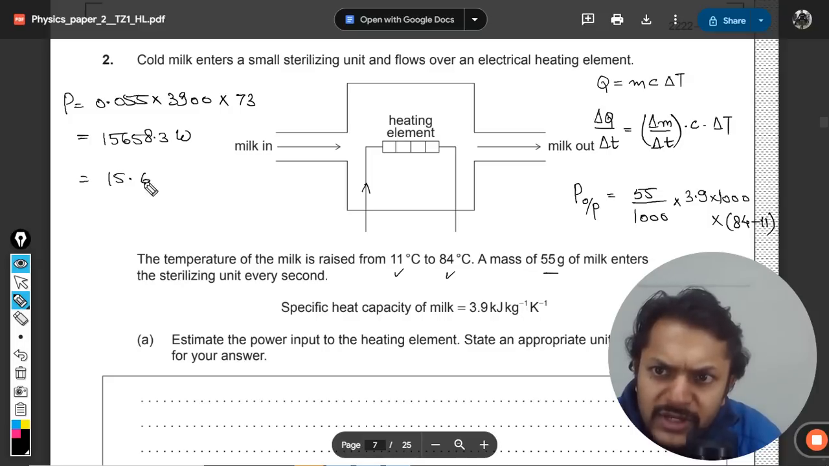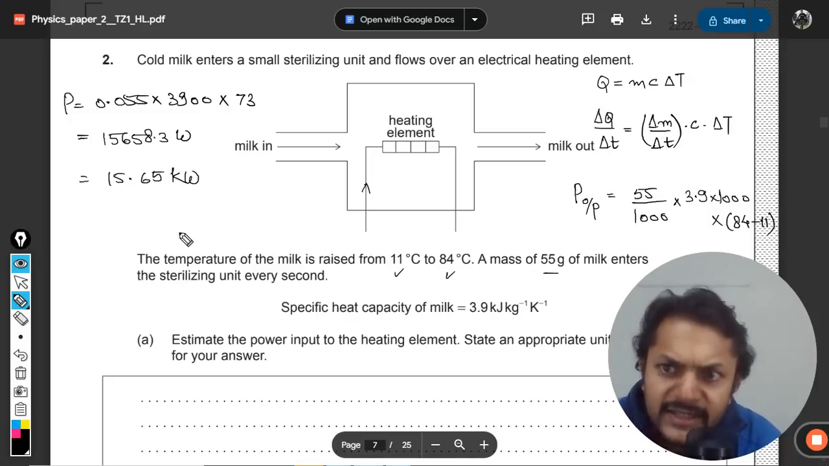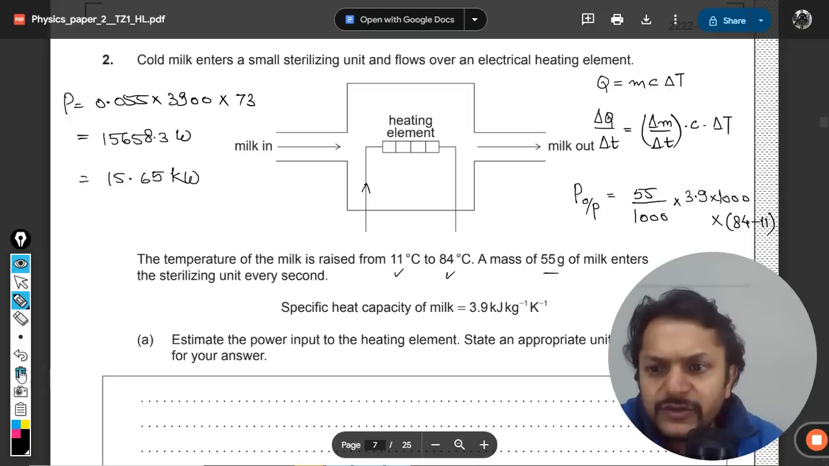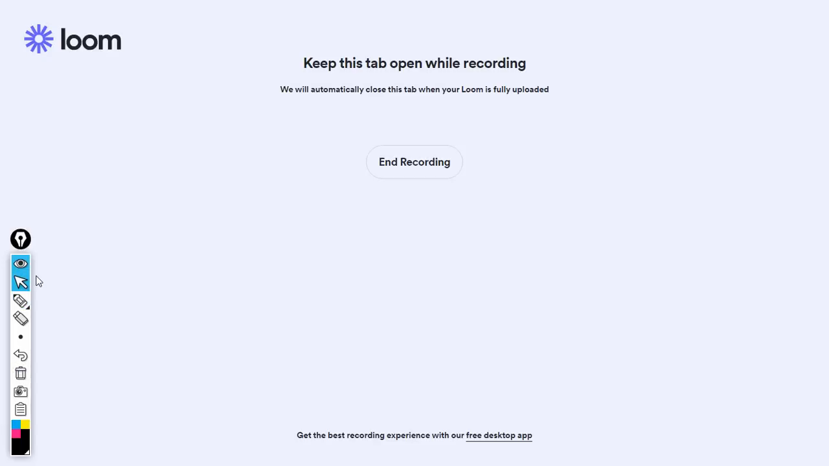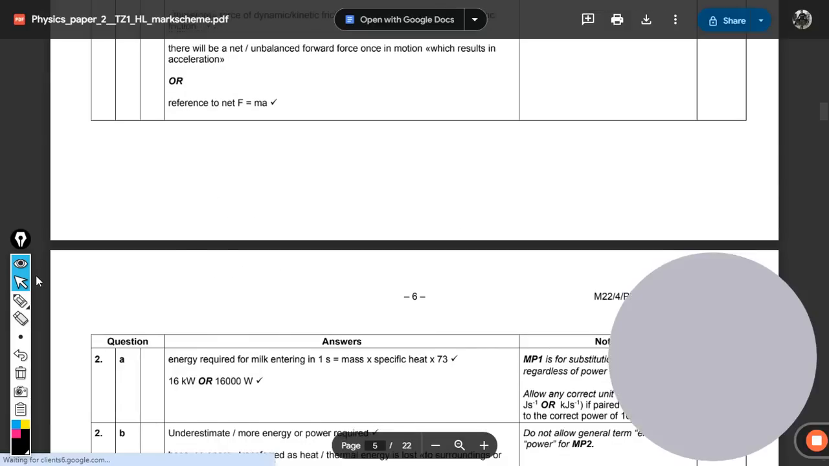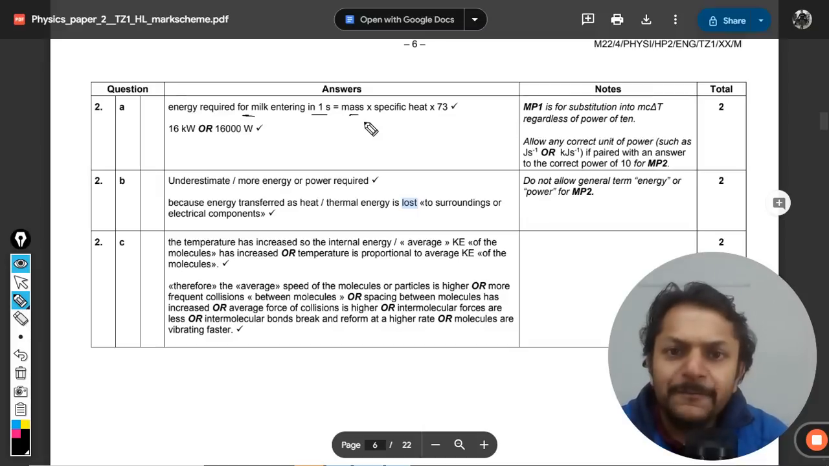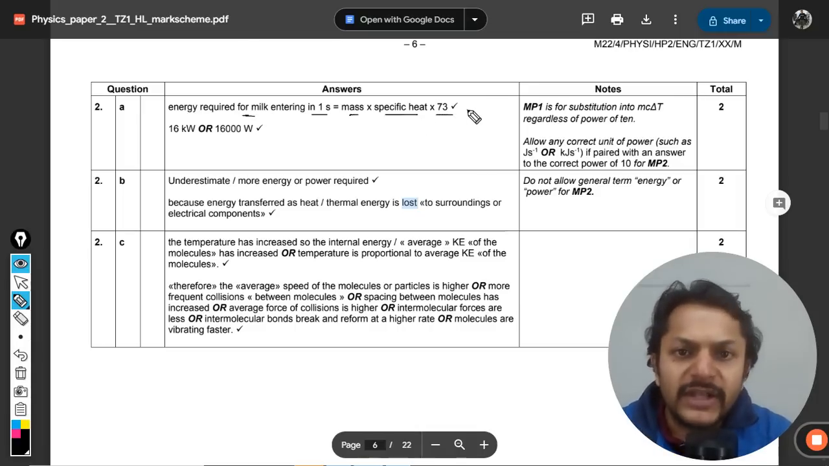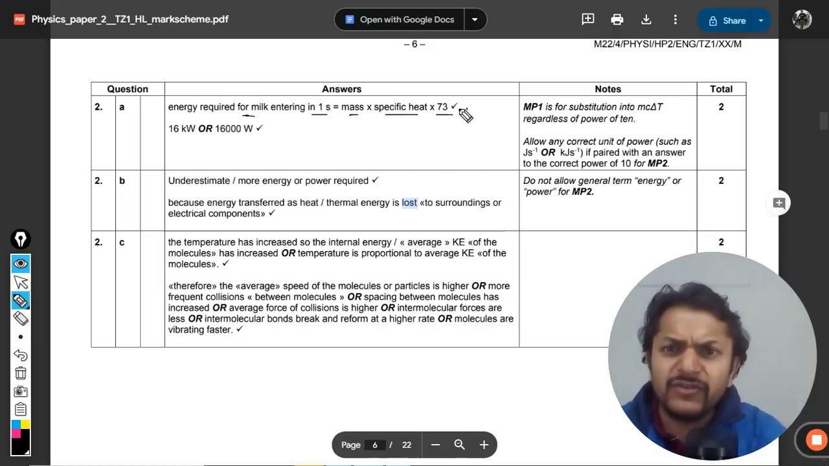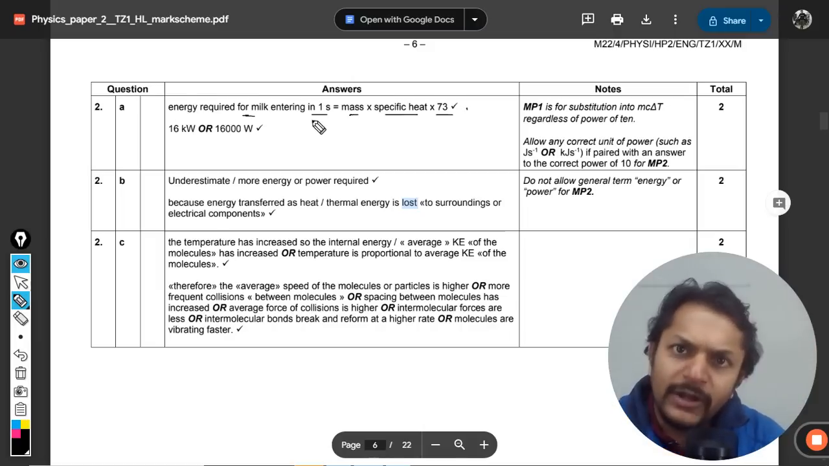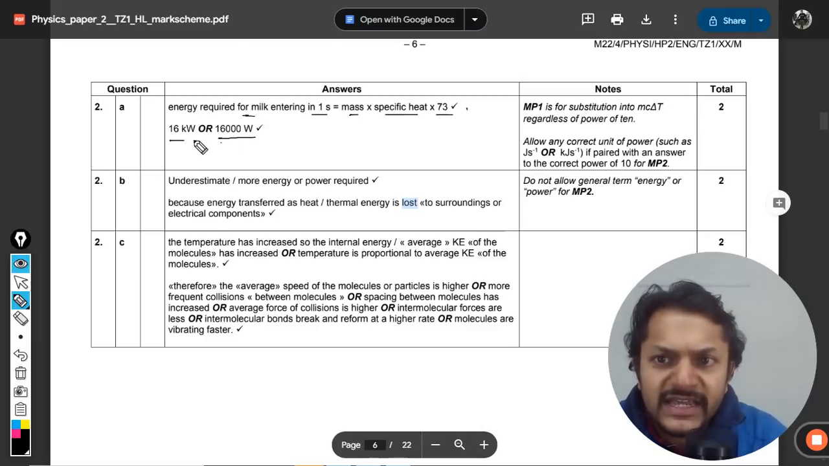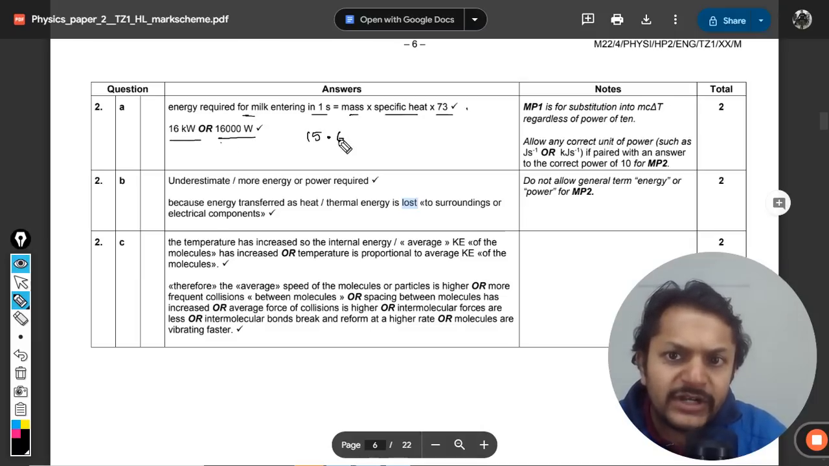So according to me, the answer should be this much. But let us see what is the answer given in the mark scheme. Okay, so the answer given in the mark scheme is this. The energy required for the milk entering in 1 second is the mass into specific heat into 73, which is 84 minus 11. So technically they have done exactly the same thing that I have done, and that is the energy required in 1 second. So that will be written as the power.